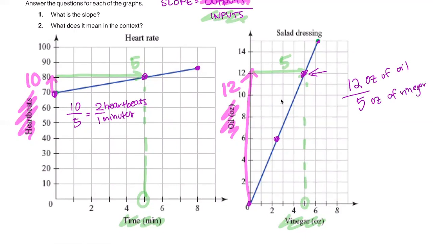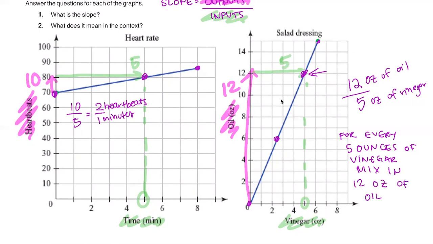Oh, we got so excited we didn't even look at the context here. It's salad dressing. Oh, so that means, and I'll write this one down, for every 5 ounces of vinegar, mix in 12 ounces of oil to make this salad dressing.